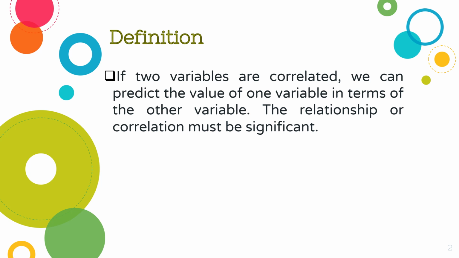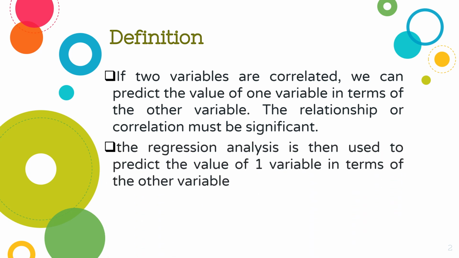So this means, class, that the actual relationship exists in the population. So we talk about the population here. Always remember that the relationship exists in the population, not just in the sample. The regression analysis is then used to predict the value of one variable in terms of the other variable. So therefore, we do correlation analysis before performing regression analysis. That's why I discussed the correlation first before proceeding with this regression analysis.